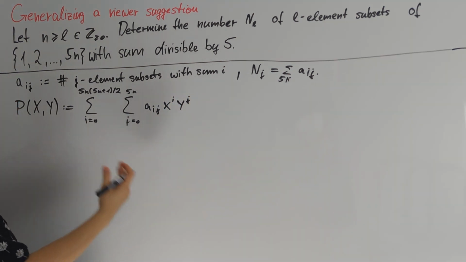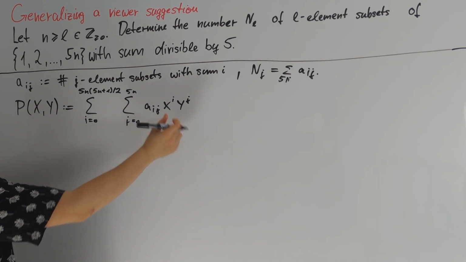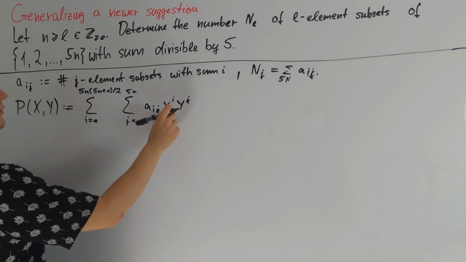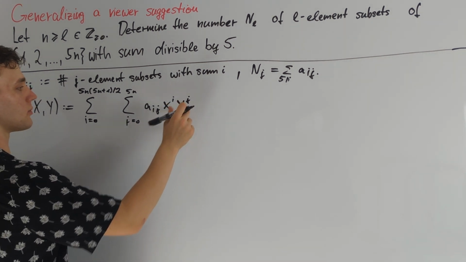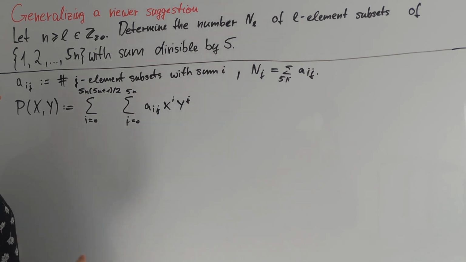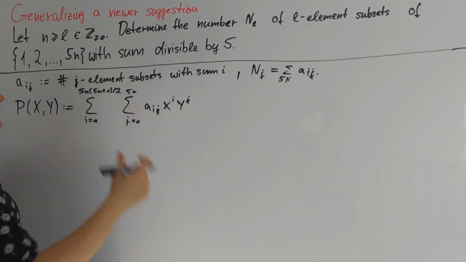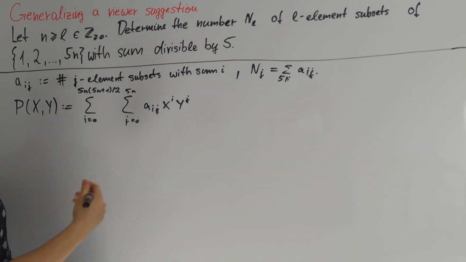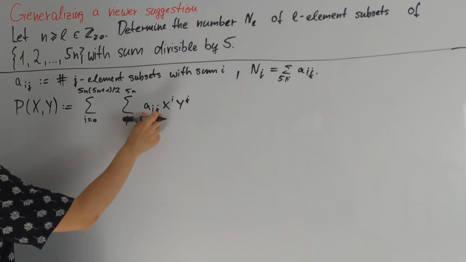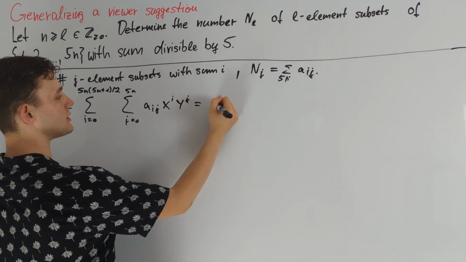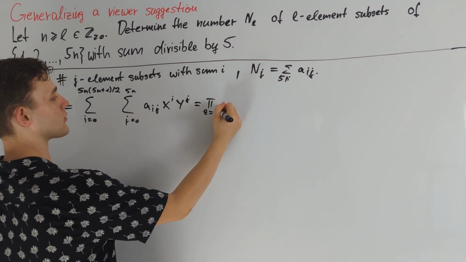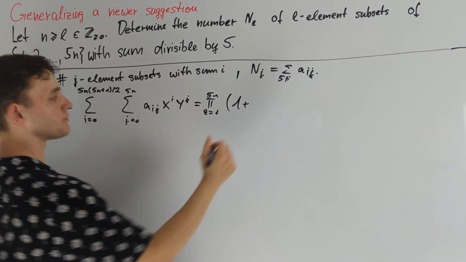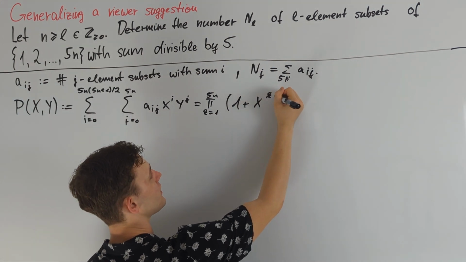This is an example of a generating function where the coefficient in front of x^i is some b_i for some sequence, or here we have two indices, so the coefficient of x^i times y^j is exactly a_ij. And since a_ij is 0 for i or j large, we are here dealing with just a polynomial. We can rewrite this object due to our definition of a_ij, and namely this is the product of k going from 1 to 5n of (1 plus x^k y).